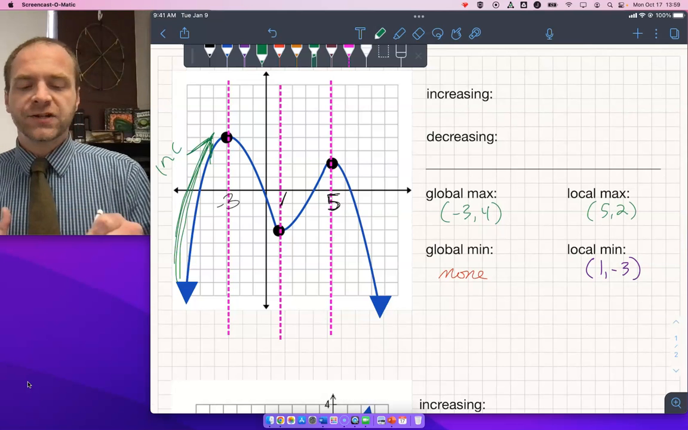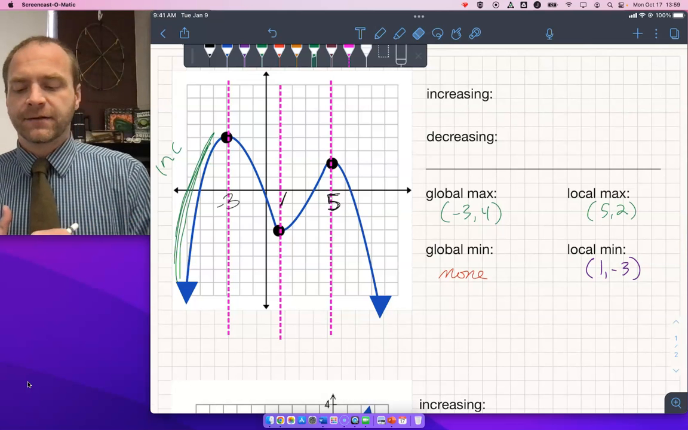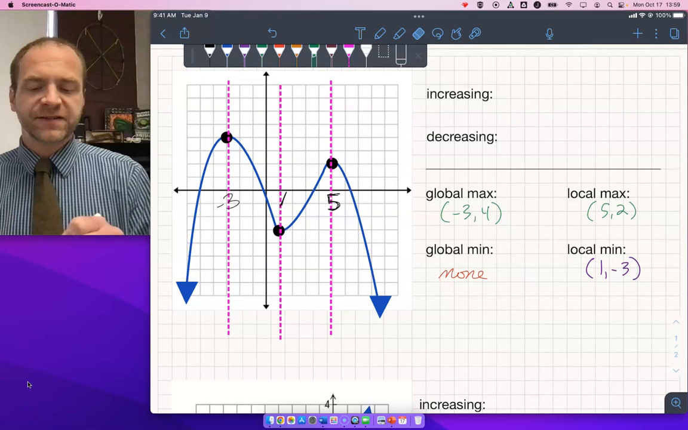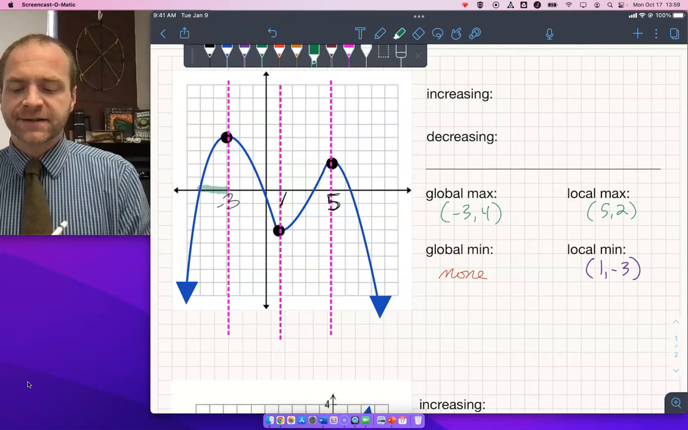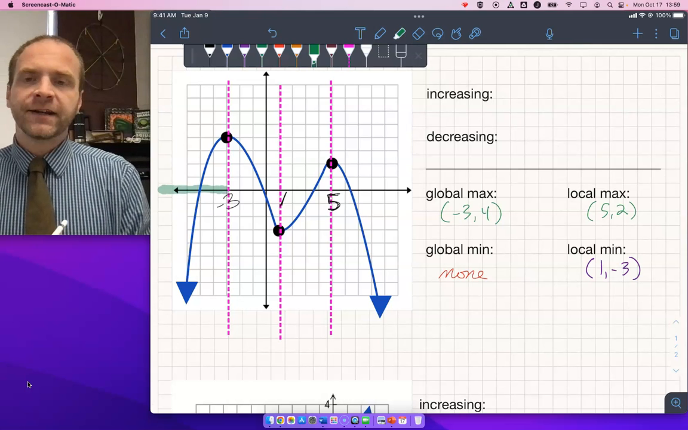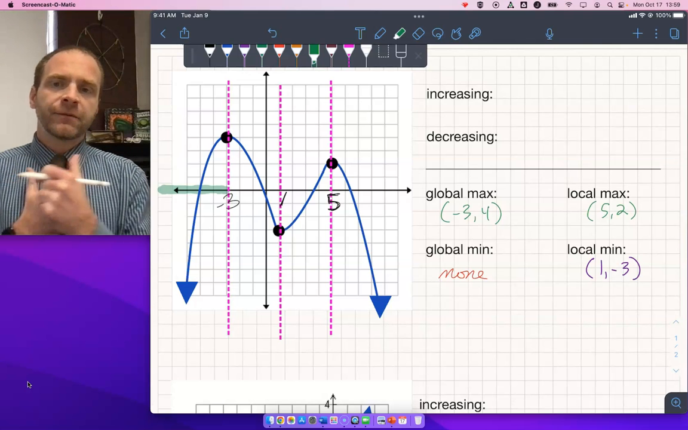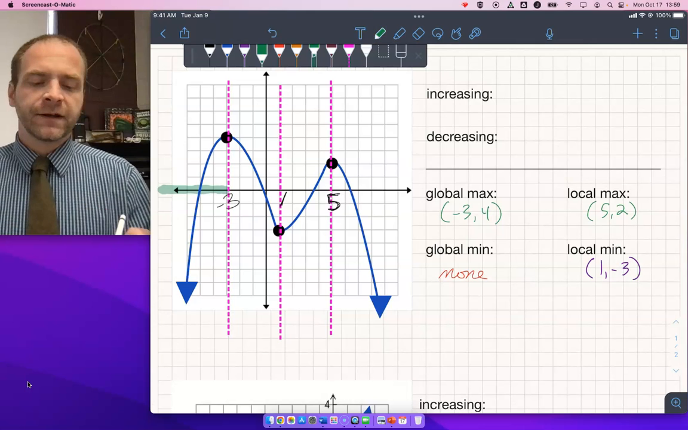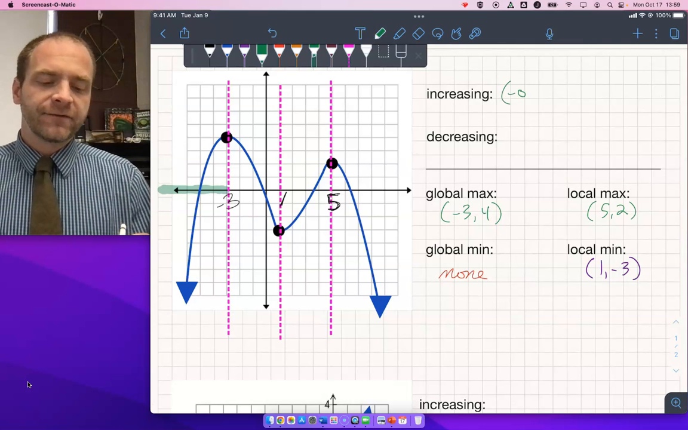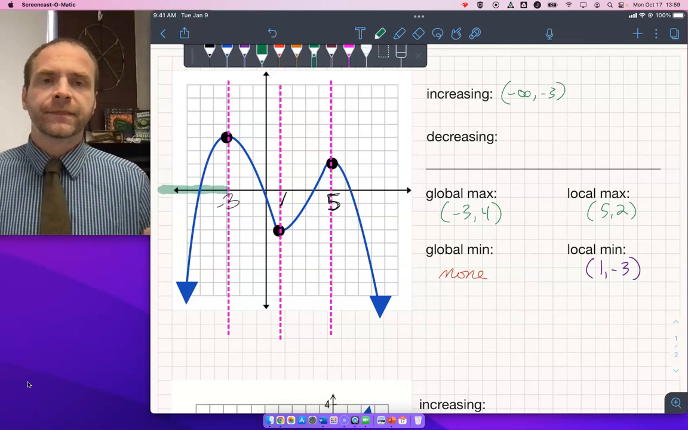If you were to imagine that curve folding or collapsing, whatever you want to say, on the x-axis, it would be right here to here. It'd be going to the left forever, -infinity, but it would stop at -3. So it's increasing from -infinity to -3.